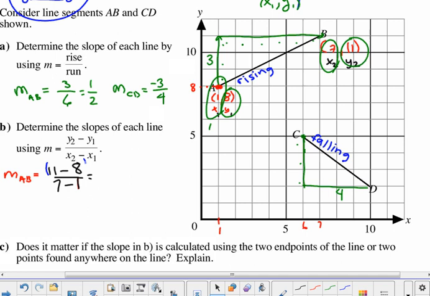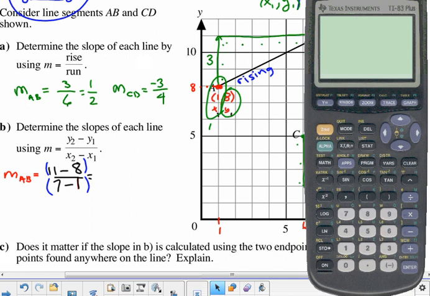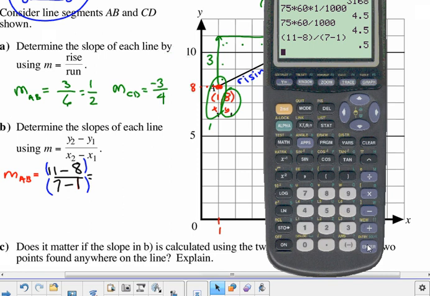So there's invisible brackets that you're wrapping around the numerator and denominator if you want to type it in at once. So 11 minus 8 divided by 7 minus 1. You wrap it, and there you go. So remember, in your calculator, change it to a fraction: math, enter, enter, and 1/2.